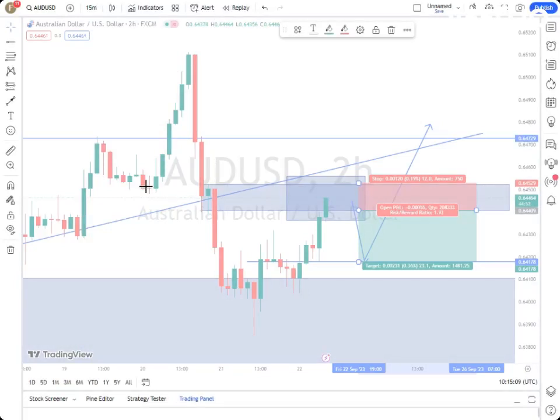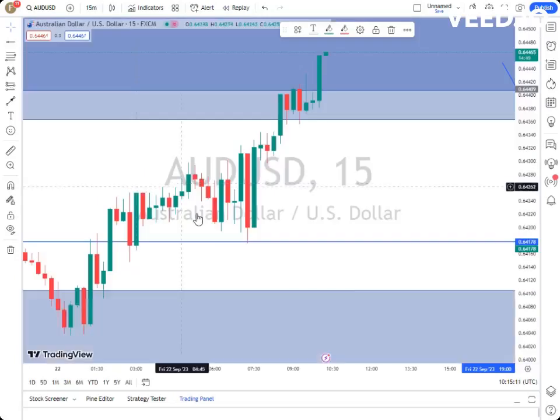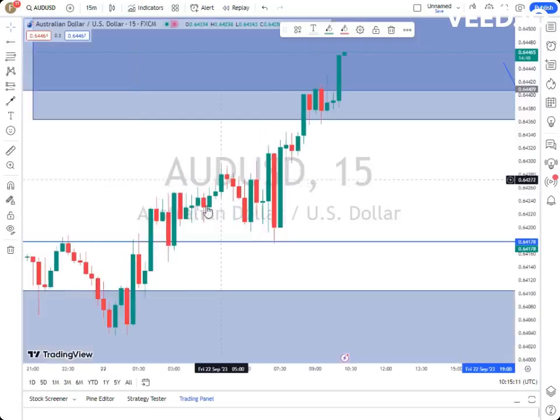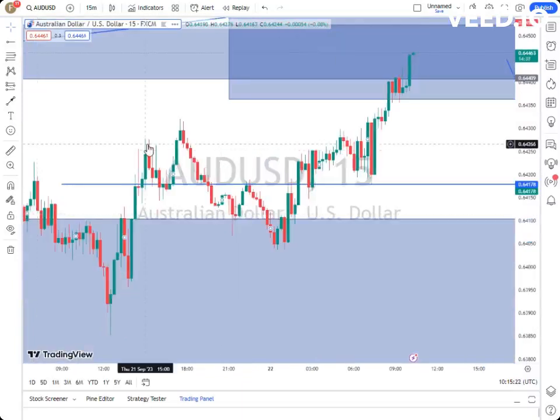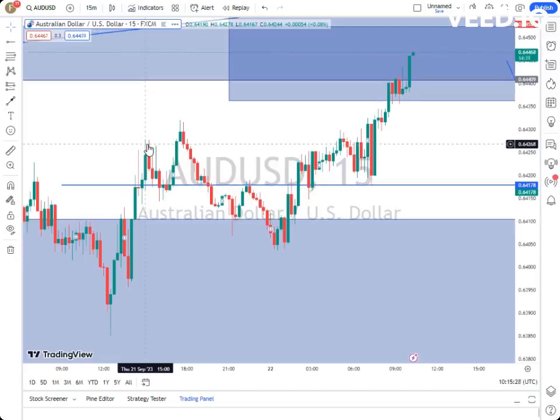Okay, guys, here we are on the 15 minutes time frame. If you want to enter this type of trade, you remember the pattern I've been preaching: the range, initiation, mitigation, and continuation pattern. That is what we're going to be using to enter this trade.